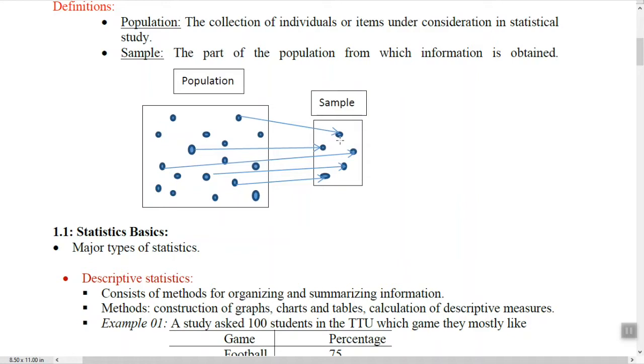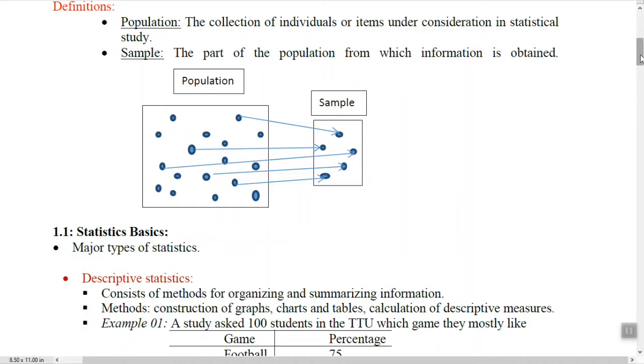There is one thing you should clearly understand. If you consider this sample, whatever is inside it, which means all the items or all the individuals in this sample, they have exactly the same characteristics as they have in the population, because you are selecting this sample from your population. So each element in the sample has its original characteristics. They cannot be changed.